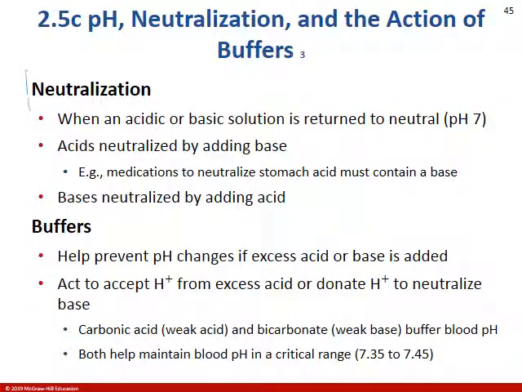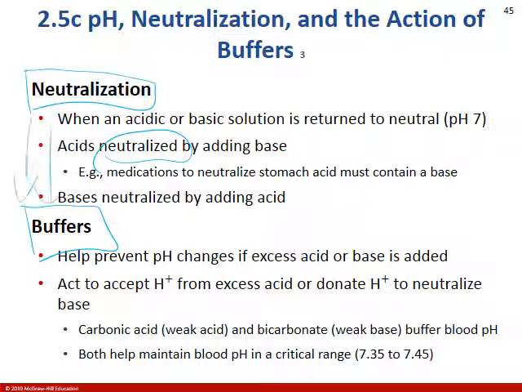I want you to just be familiar with these terms, neutralization and buffers. So you can kind of neutralize an acid or a base using a buffer system. We're not going to talk about these till the second half of anatomy. But basically, a buffer can help prevent pH changes.